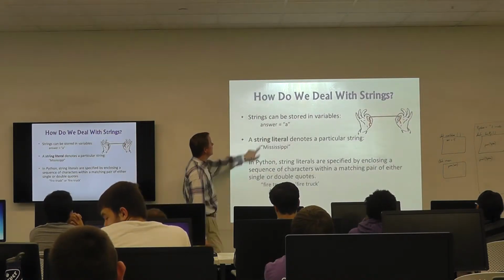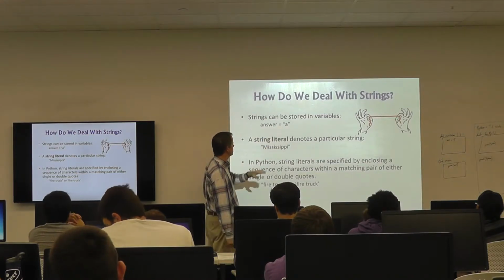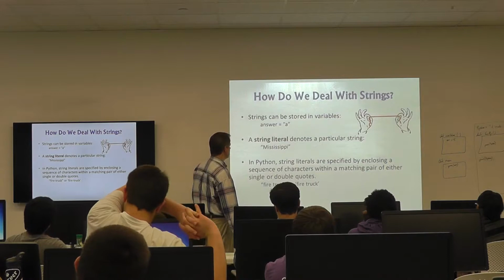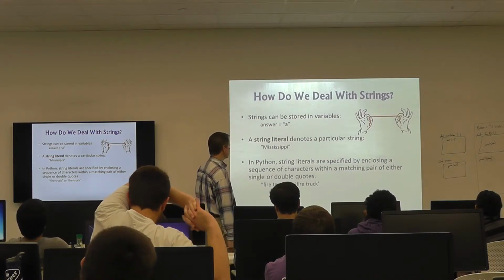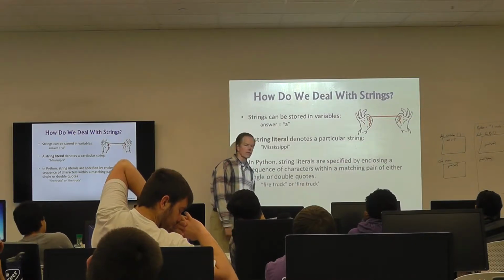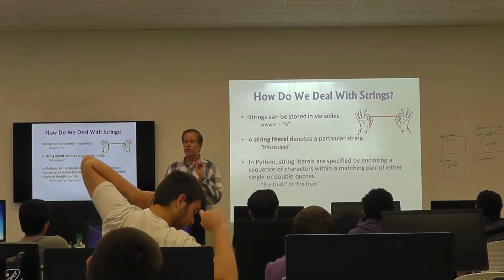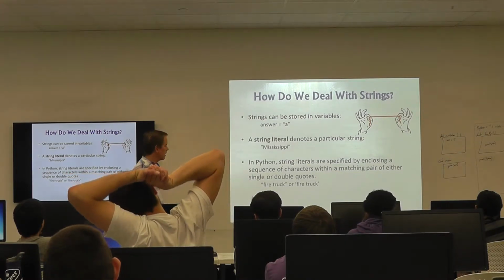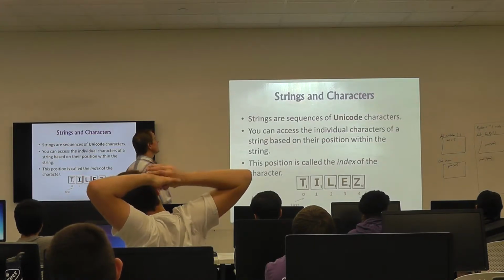How do we deal with strings? We say answer equals quote, quote, A. That's fantastic. A string literal is a whole bunch of letters stuck together, like Mississippi. And we can do single or double quotes. So double quotes, fire truck, or single quotes, fire truck. Python doesn't give a darn, as long as if you're doing double, end with a double. If you're doing single, end with a single. Python's taken care of. Strings and characters.